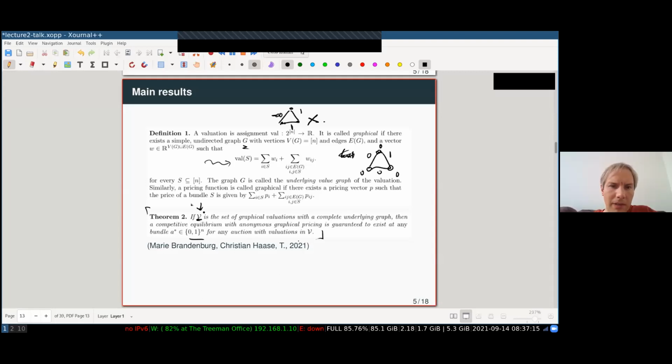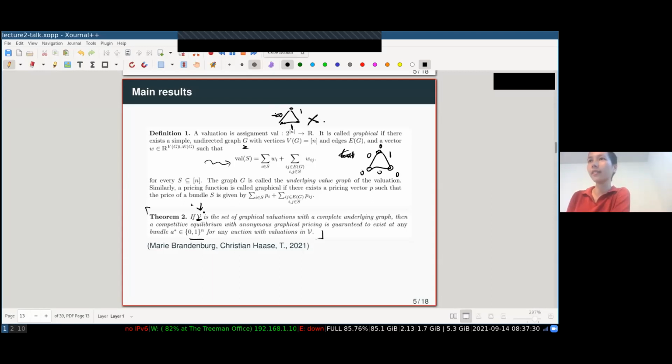Any questions? Yes, please. I'm not sure I understand this complete underlying graph. So if you pick weights that are very, very negative, what?